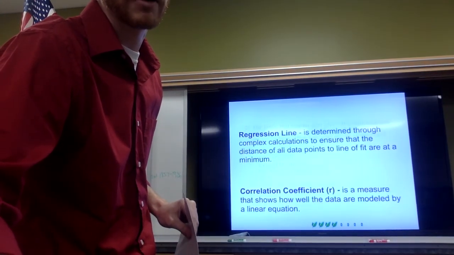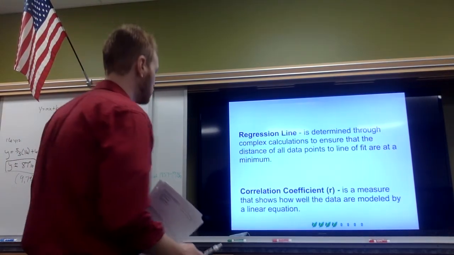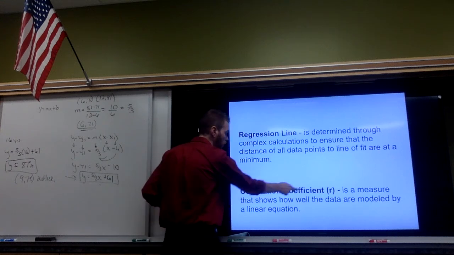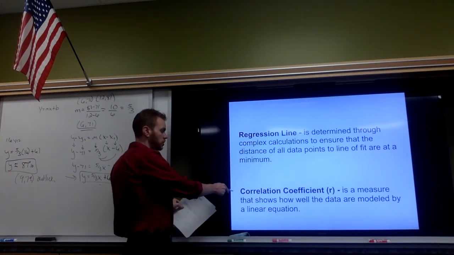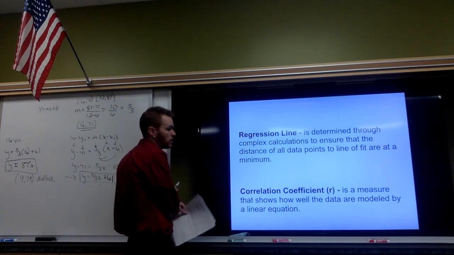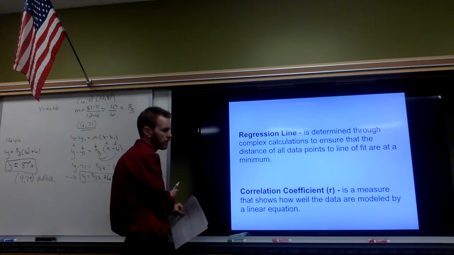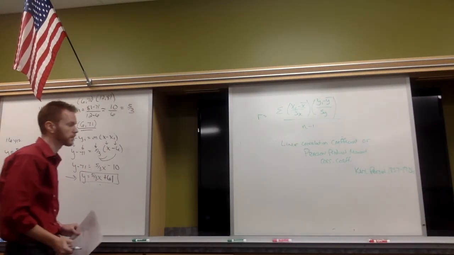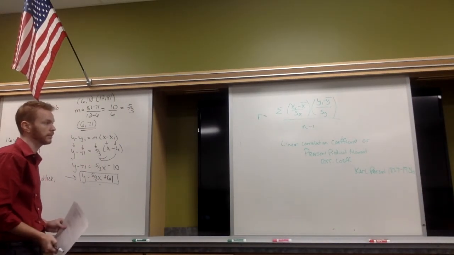There is some complex calculation involved, but the other thing is, we can describe whether this line is good or not by what's called the correlation coefficient. It shows how well the data are modeled by the linear equation. So is this a good correlation or not? If you're interested, here's the formula for calculating that correlation coefficient.